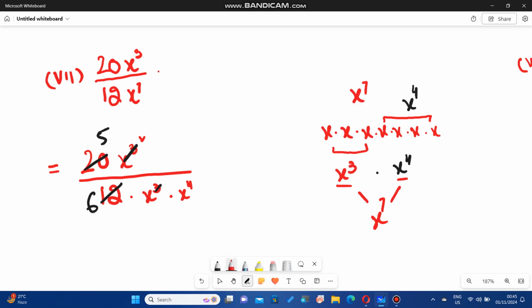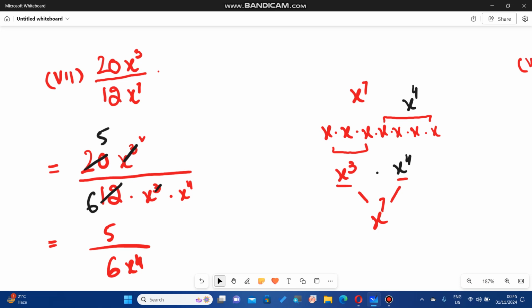Our answer here is going to be 5 divided by 6x⁴. Now if you're confused about this step, why did I split it here? We have studied the scientific method before.